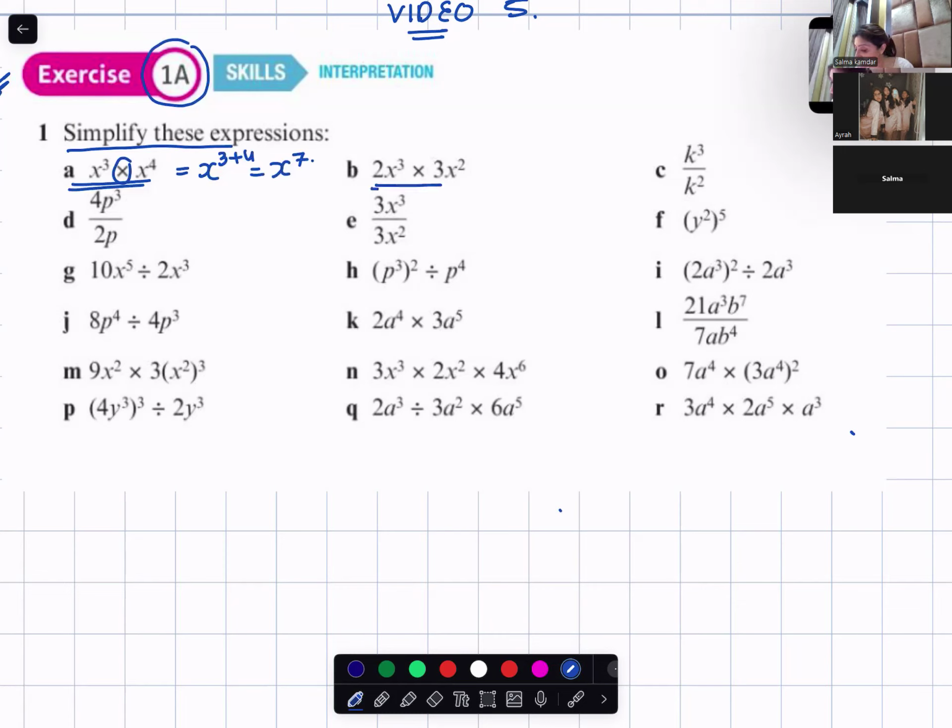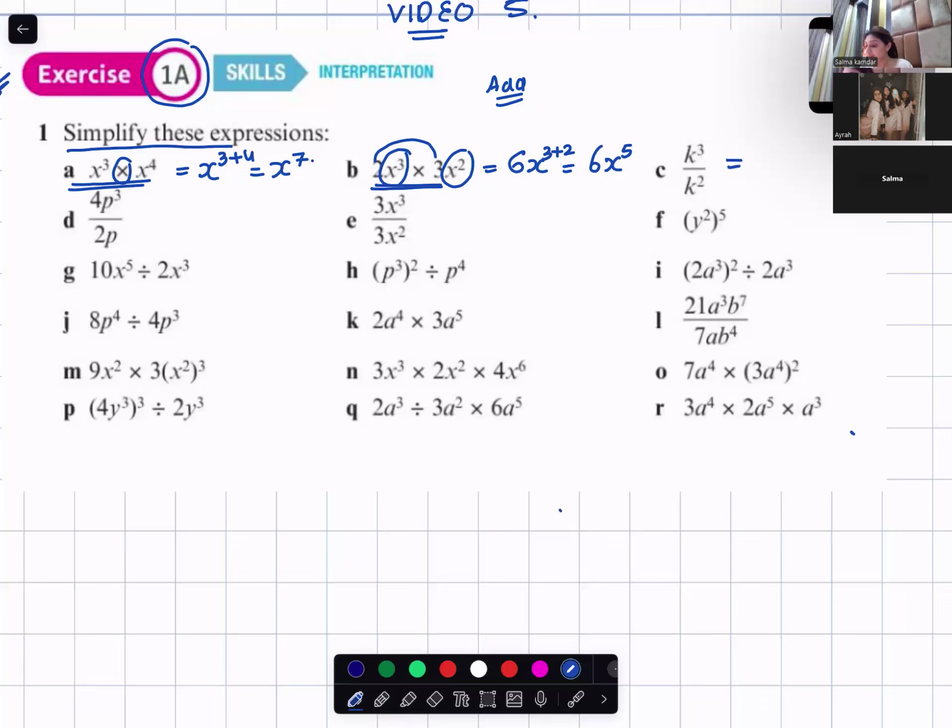Let's do the B1. Multiplication means add. So you will multiply the constants separately. So 3 into 2 is 6. Multiplication means add, but only when you're applying the law of indices. And to apply the law of indices, you need to have your base the same. The base is same over here. So you can apply the law of indices only on this x. So this will become x 3 plus 2. So this becomes 6x^5.